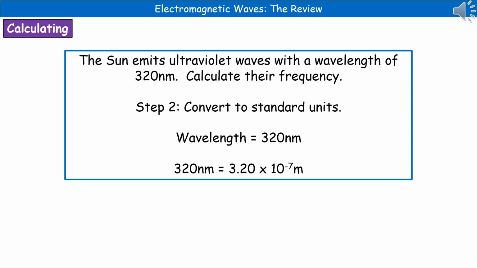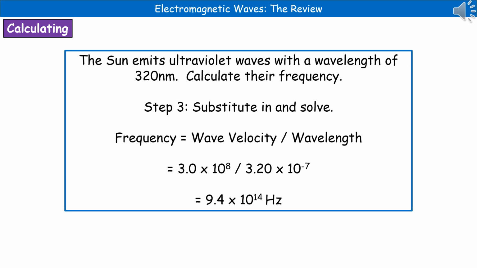Second thing we need to do is we need to convert to our standard units. Nanometers are not the standard units of wavelength, remember, that should be in meters. So when we convert our 320 nanometers into meters, we end up with 3.20 times 10 to the power minus 7 meters.